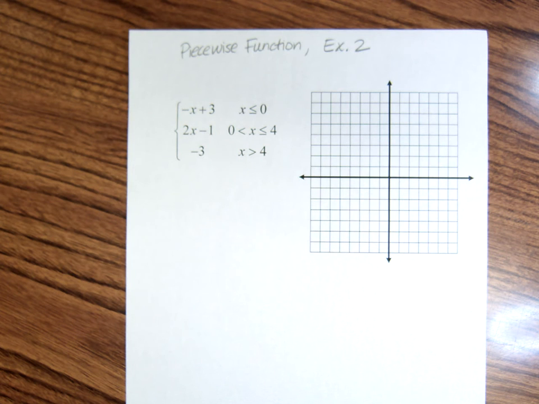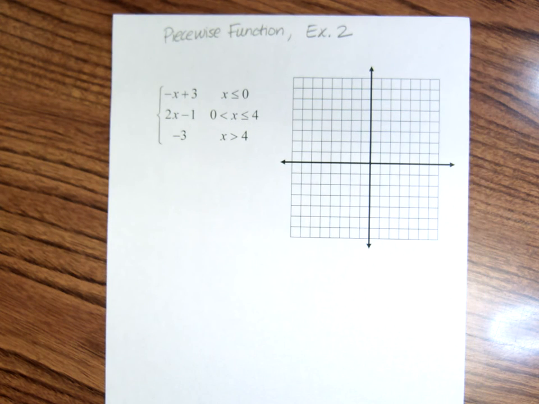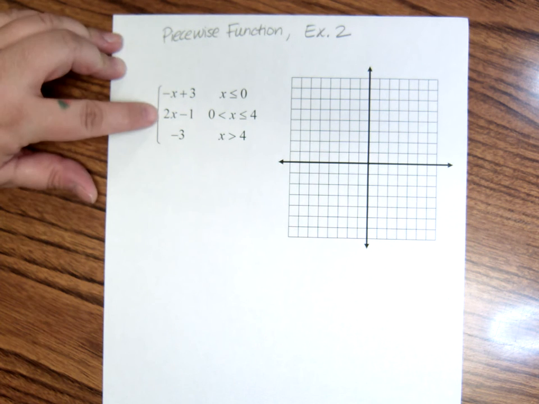All right, here's my second example of a piecewise function I'm going to graph. Piecewise functions don't have to just have 2 pieces. They can have 3 pieces. They could have 12 pieces. Usually, we're only going to do ones that would have 2 or 3 pieces. So I have 3 pieces here.